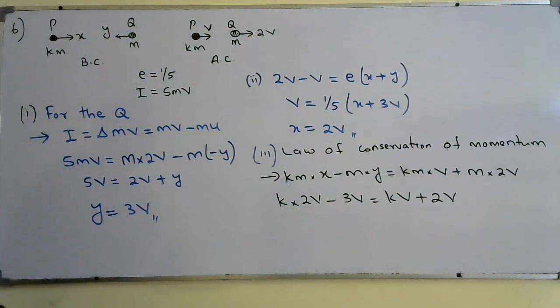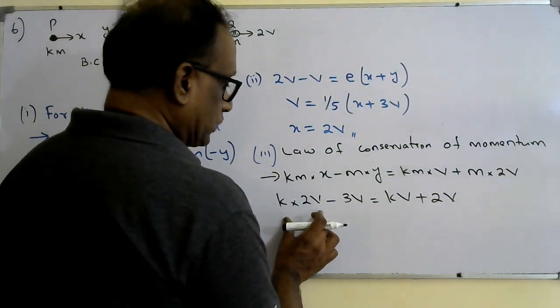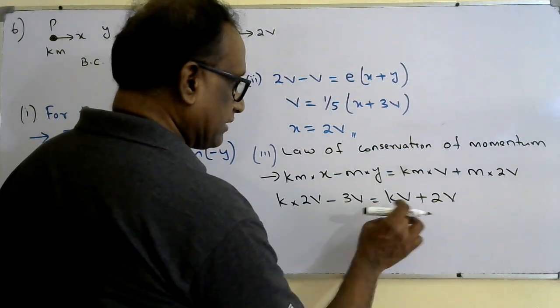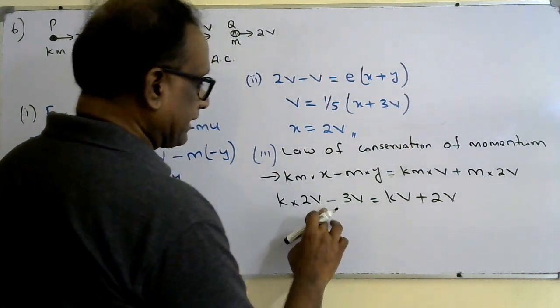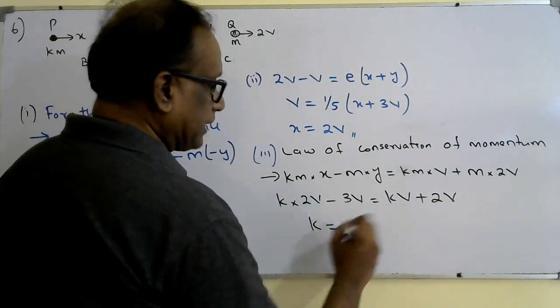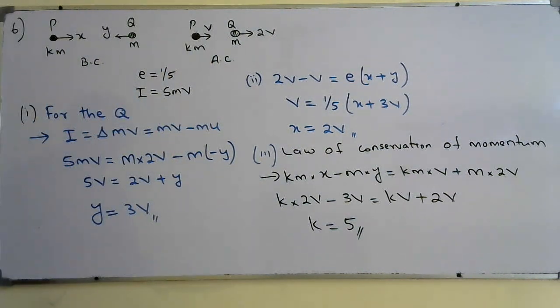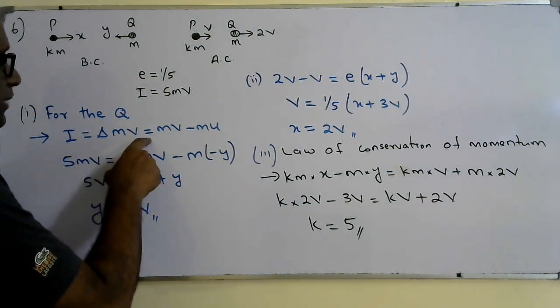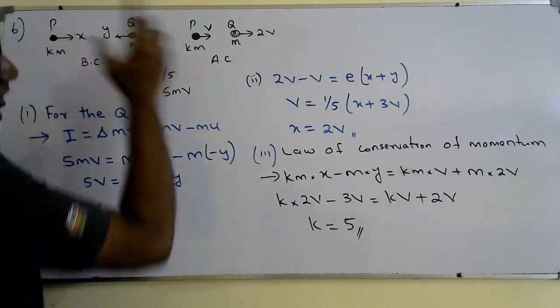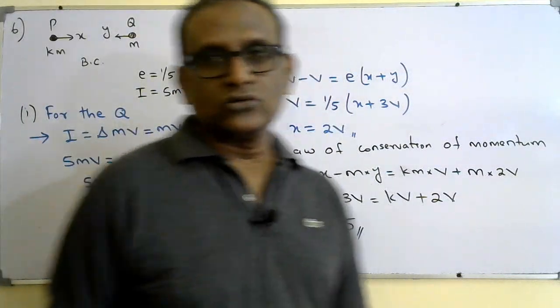If you take it to the left, you will get, check it. Yeah, so here 2kv, all the v will get cancelled. 2k minus k is equal to k, 3 plus 2, 5. The value of k is 5. If you want, you can use the same thing, I equals mv minus mu, for P. You will find k. We also tried that, you will get the same answer, k equals 5. Nothing goes wrong.